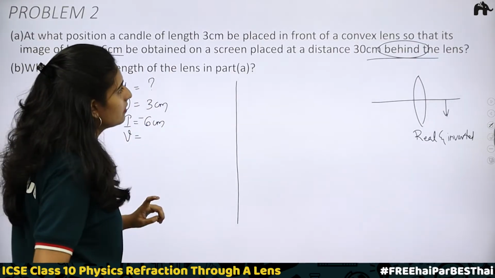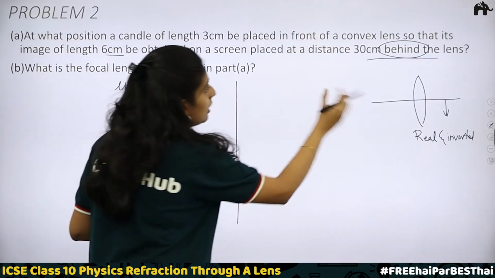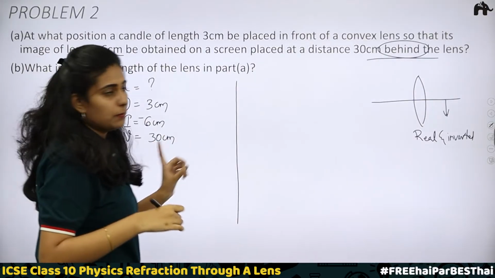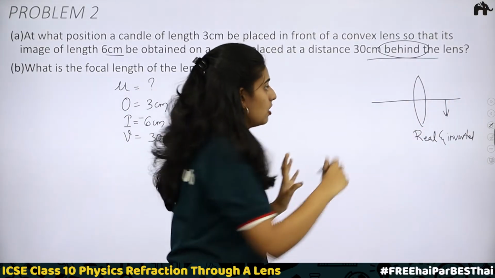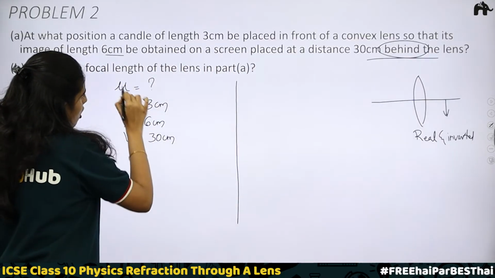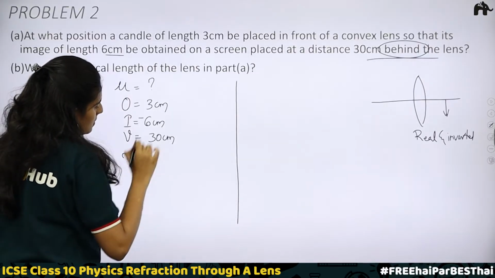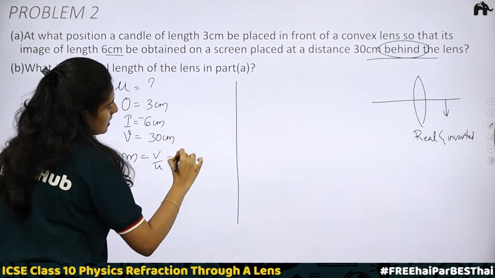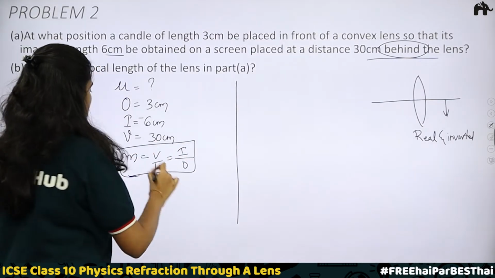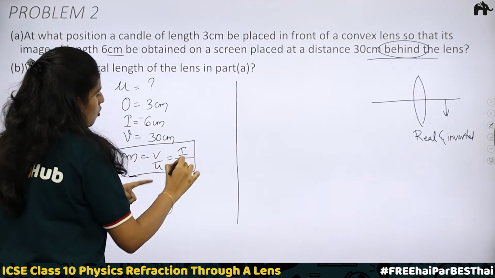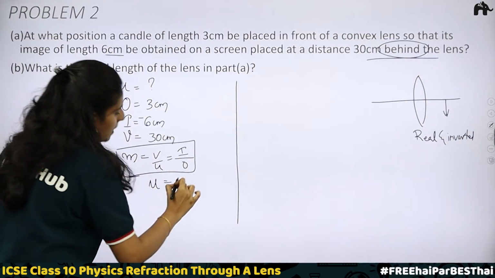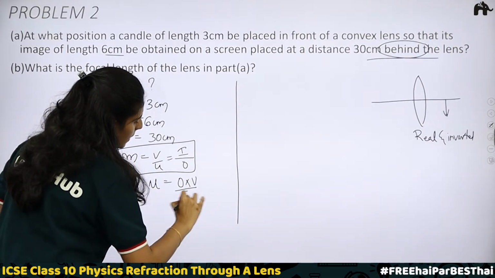V is also given, which is the distance of the image from the lens, which is 30 centimeters. It will be positive because towards the right, or behind the lens, the image is formed. Now we can find the object distance U. We have magnification M is equal to V by U, which is height of image divided by height of object. Now we know the value of V. We know what I is and what O is. Therefore, you can write U will be equal to cross multiplying, O into V divided by I.